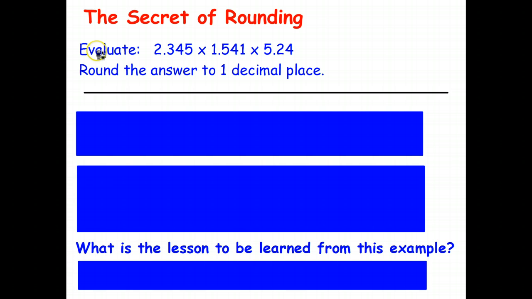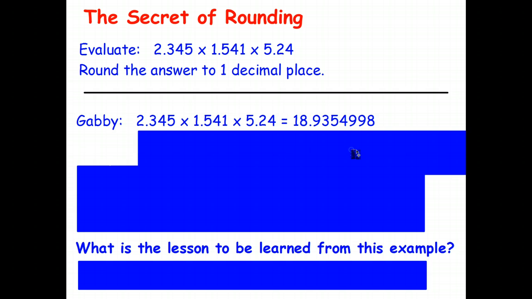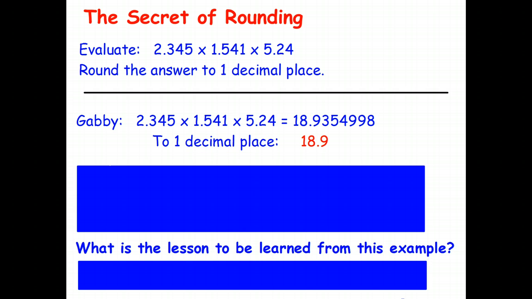Okay, here's the question. Evaluate, in other words, find the answer when you multiply those three numbers together and round the answer to one decimal place. I'm going to show you a couple of ways that you might think about doing this, and I want you to tell me which one you think is better.